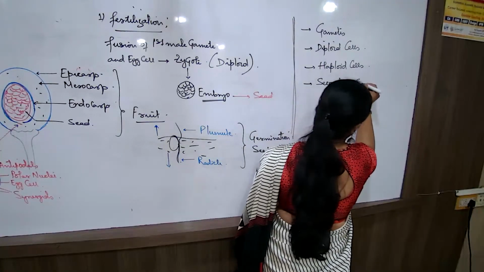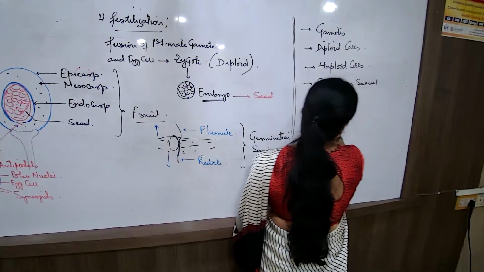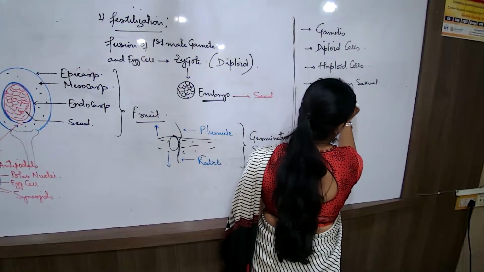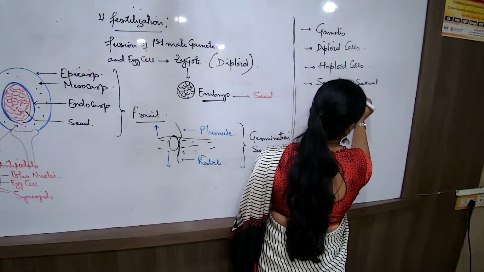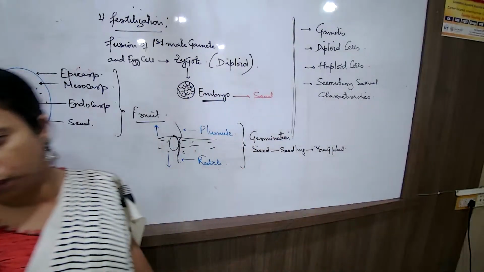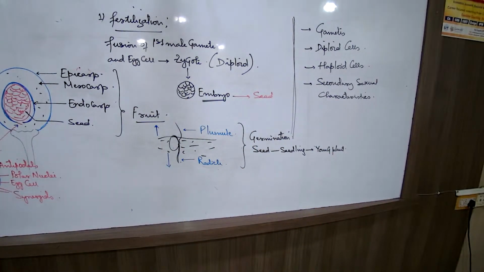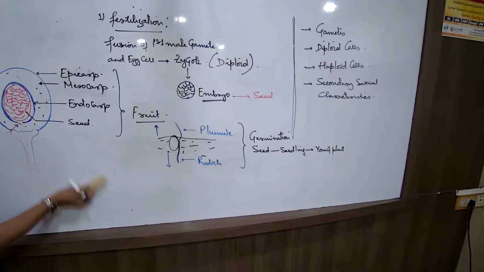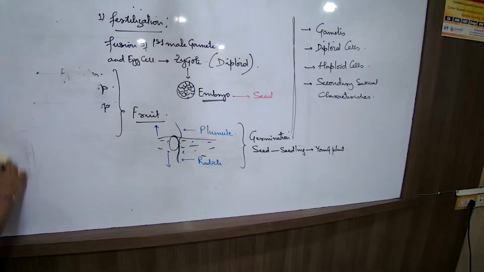The secondary sexual characters, since we are talking about human. In the plants, we did not talk about this. This is especially when we now talk about the human. Let us start understanding the reproductive system in the human and the method of reproduction.